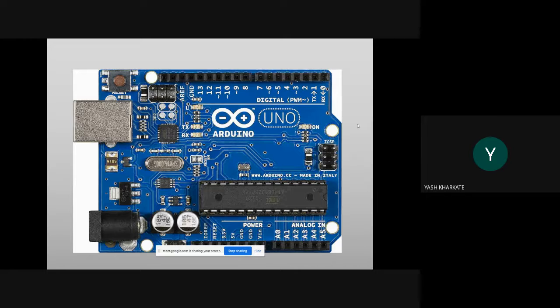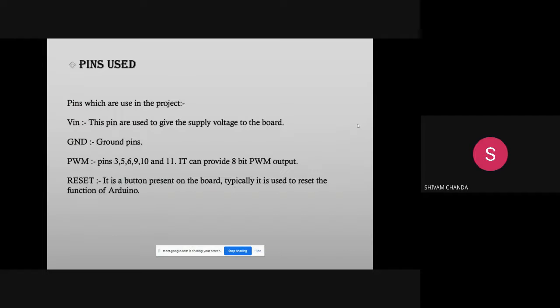And pins are used. These pins are used to give the supply voltage to the board and ground, and then pins 3, 5, 6, 9, 10, and 11 can provide 8-bit pulse width modulation output. Yash, I'll take it from here. Okay. Thank you, Yash. So here are some pins we will be using: 3, 5, 6, 9, 10, 11.